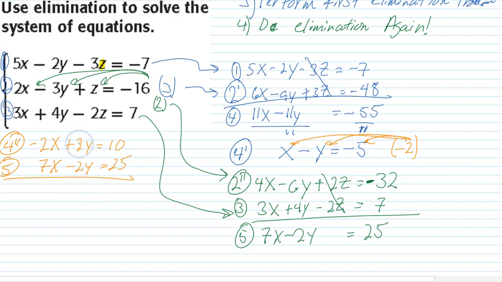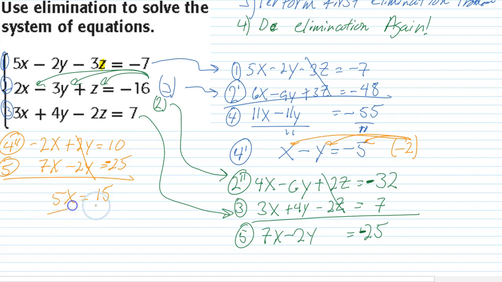2y minus 2y cancels out. That gives me 5x is equal to, oh, and I forgot my negative sign. Don't forget your negative signs. This was negative 32 plus 7, negative 25, which means I forgot my negative sign over here. 10 take away 25 is negative 15. Always important to keep looking back at your work to look for those mistakes. Hopefully you find them sooner than later.